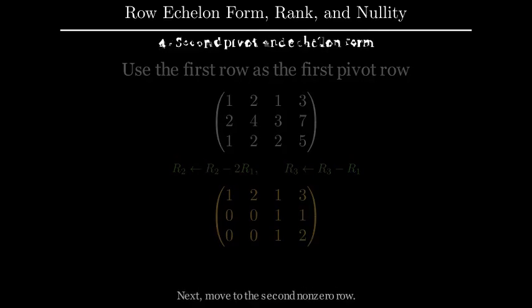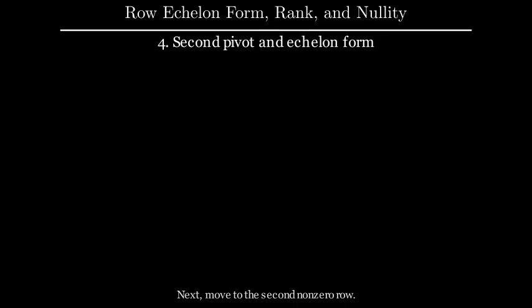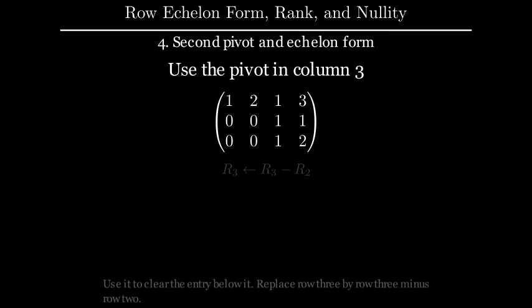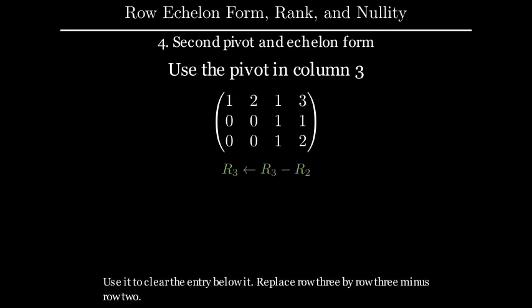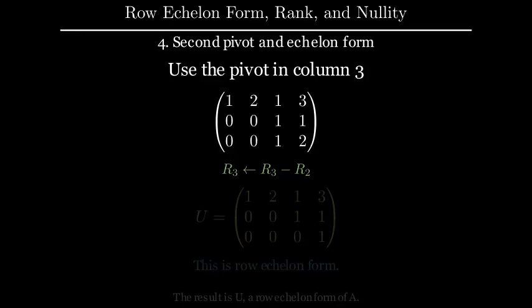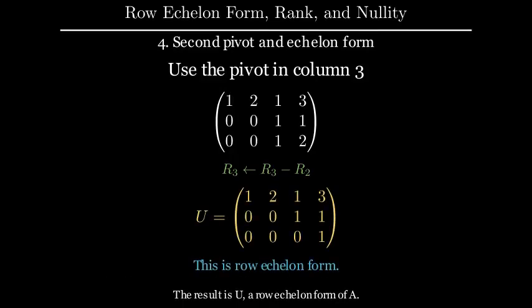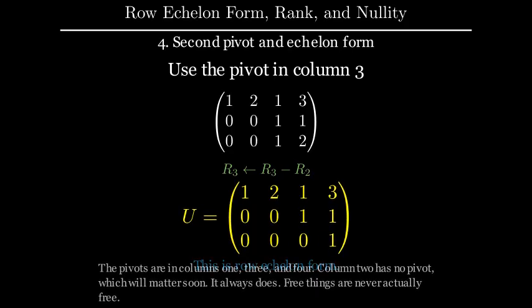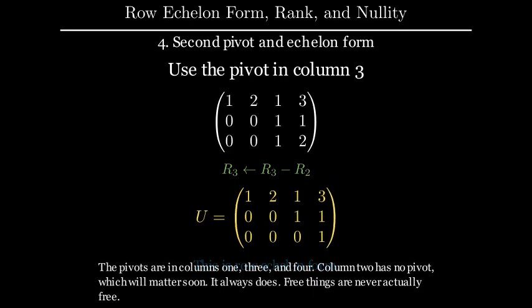Next, move to the second non-zero row. The next pivot is the one in column 3 of row 2. Use it to clear the entry below it. Replace row 3 by row 3 minus row 2. The result is U, a row echelon form of A. The pivots are in columns 1, 3, and 4. Column 2 has no pivot, which will matter soon. It always does. Free things are never actually free.